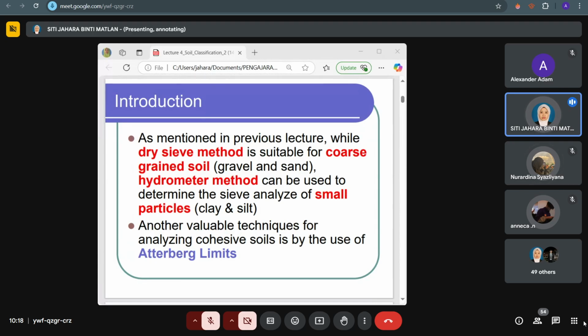So today we will continue our discussion by introducing another important method for analyzing fine grain and cohesive soil, which is the Atterberg limit. This limit helps us understand the behavior of soil under different moisture contents, which is key to classifying and analyzing the engineering properties of soil.